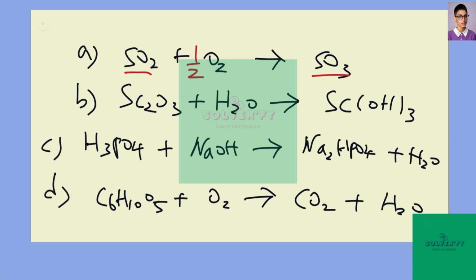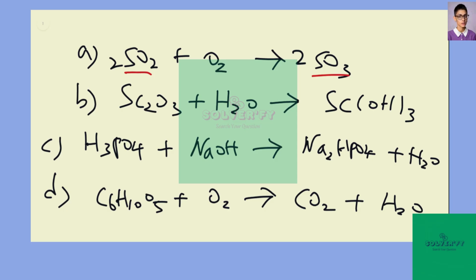So we know that if we just put 1/2 in front of oxygen, then the chemical reaction is balanced, and we want to remove that fraction. So we are going to multiply the whole reaction by 2. So we will have 2SO2 with 1O2 and 2SO3. And this is the balanced chemical reaction.